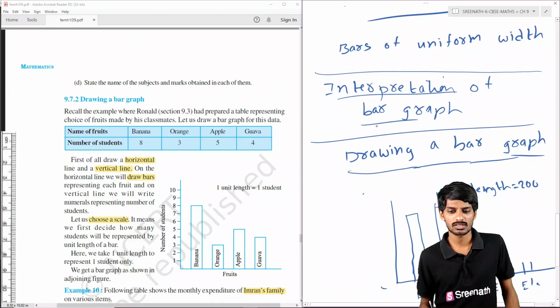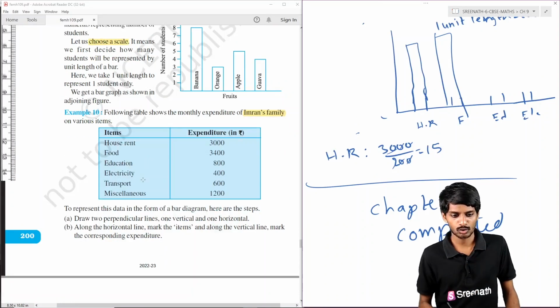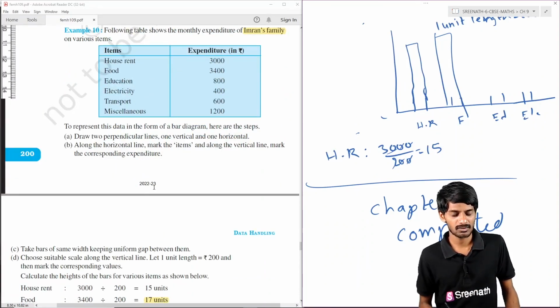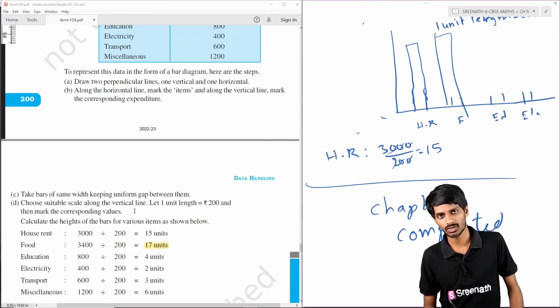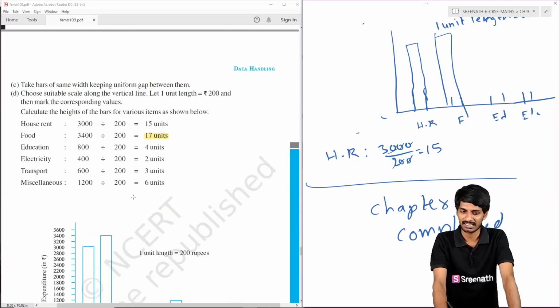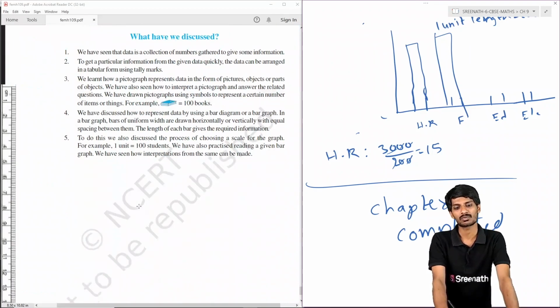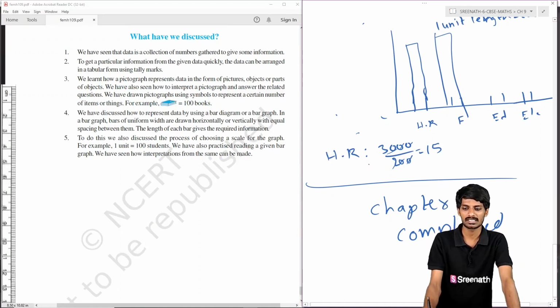For this, the process is, students, first you have to draw horizontal and vertical lines. Next, select and mark the items on the horizontal line, then draw the bars of the same width with uniform gap, and then select the scale. So this is the procedure, students. There are exam exercise problems, students, which you have to do. If you can't do them on your own, please leave a comment.